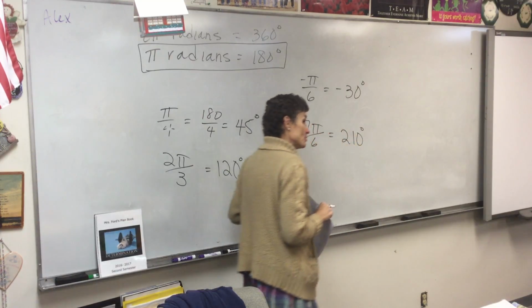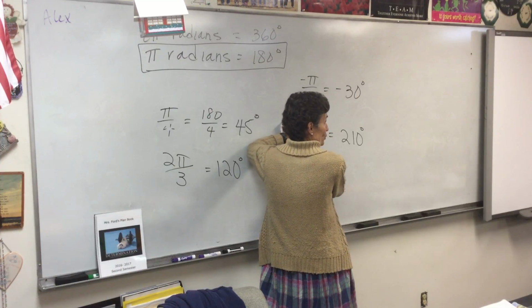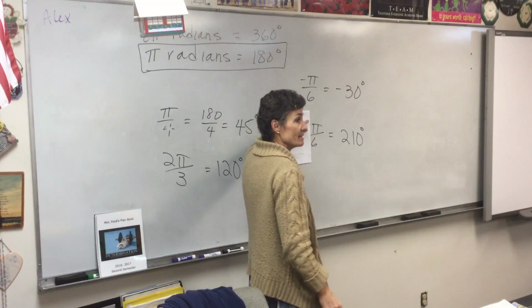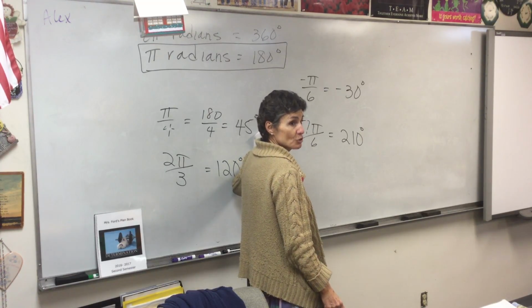So if you're not allowed to use a calculator, or if you don't have a calculator, always do that division first. Pi is 180. Divided by 6 is 30. Times 7 is 210.